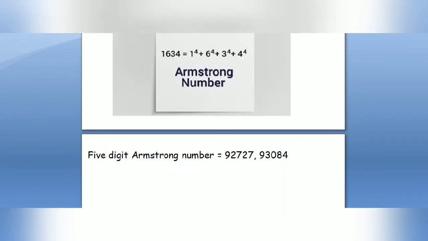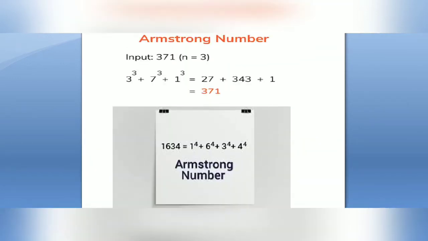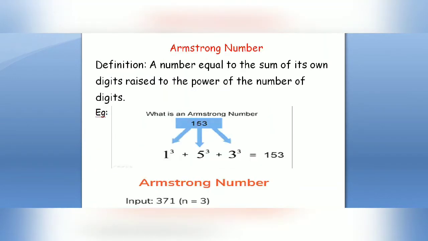I have taken a few examples for 5-digit numbers. Like, 5-digit Armstrong numbers are 92727 or 93084. So let us understand how to write the program for this, and we'll do the coding for that.